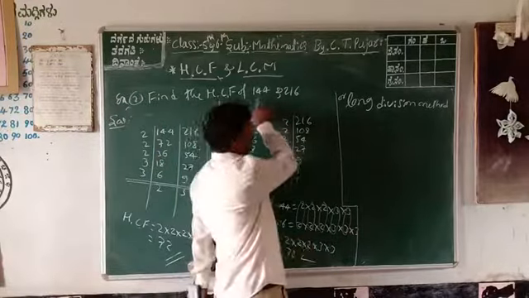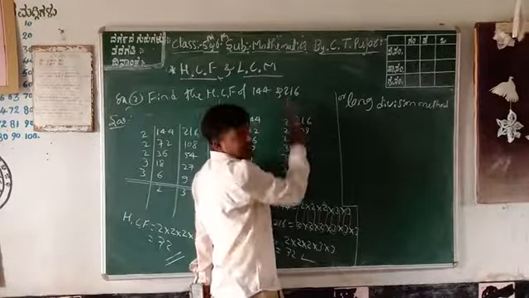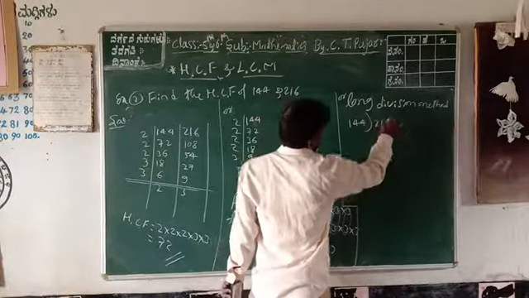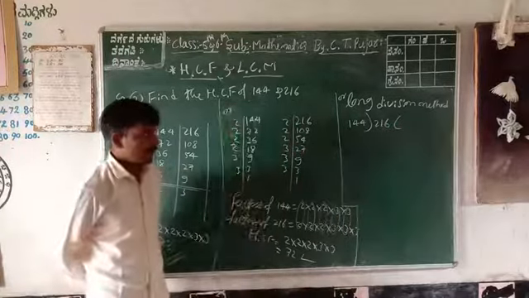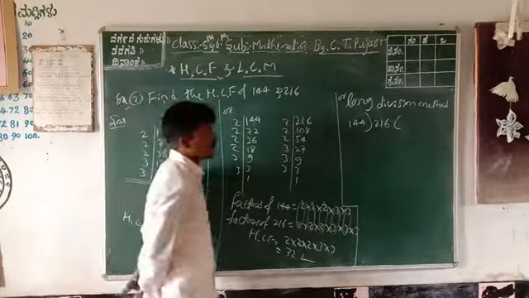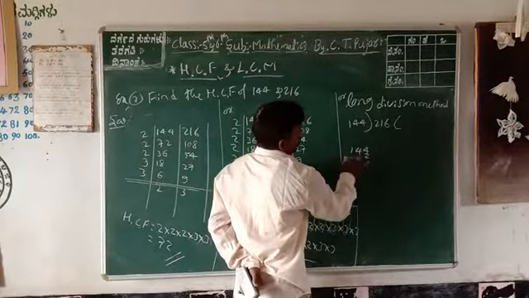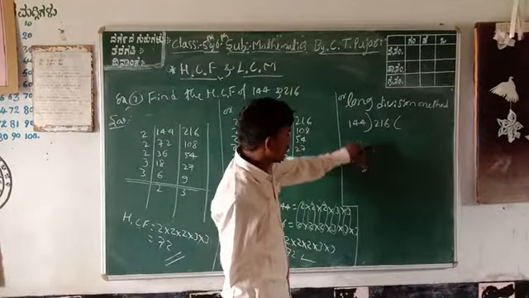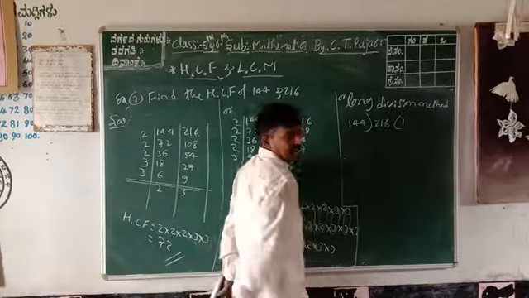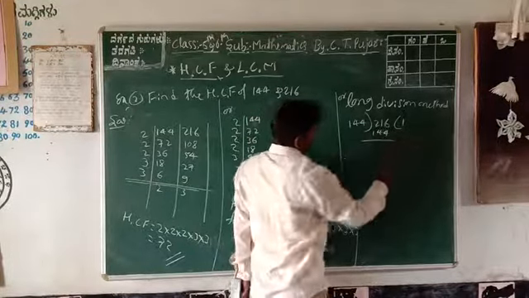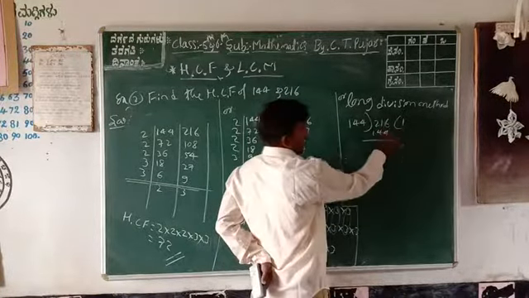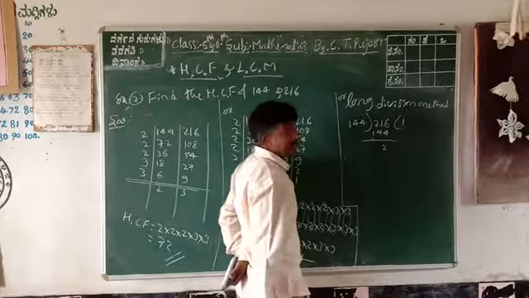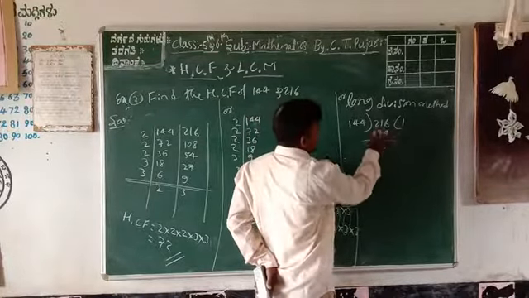The smallest number is 144 and the biggest number is 216. Therefore, you take 144 dividing 216. This is the long division method. 144 twos are 288, which is bigger than 216. Therefore, 144 ones are 144. Next, 6 minus 4 is 2. 1 minus 4 is impossible, so you take a carry, 11 minus 4 is 7, and take 0.